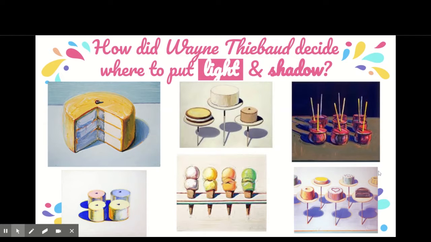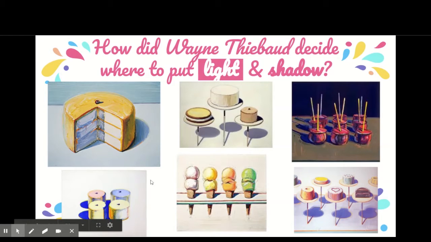So how did Wayne Thiebaud decide where to put his light and shadow? Light and shadow means value. Well, he had one light source. So on this cake, the light source comes from somewhere over here. It hits the cake here. The shadow gets blocked here, but since it's coming from this way, this part is light, this part is dark.